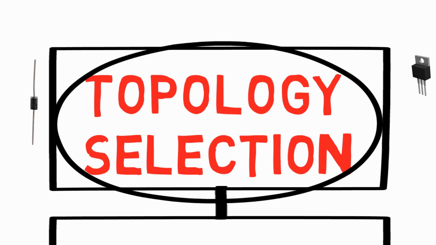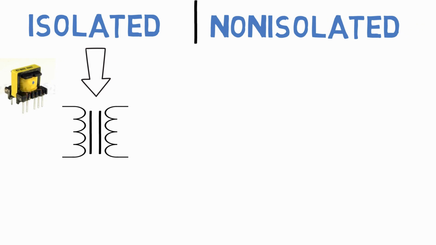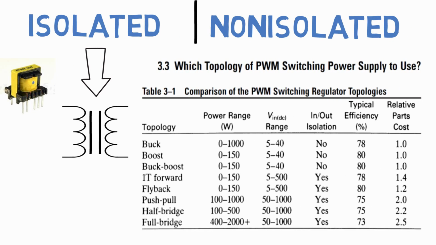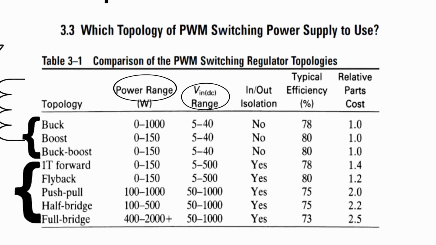Now let's see the topology selection. It is the most important step amongst all of them. As I have mentioned in an earlier video, these topologies are divided into two parts, isolated and non-isolated. The difference between them is that isolated topology creates an electrical separation between input and output. That means it contains a transformer in between. If you take a look at this table, it contains the necessary information about the selection of topology. First here are non-isolated types of topologies and the rest are isolated. Here they have mentioned power range, input voltage range, efficiency, etc.